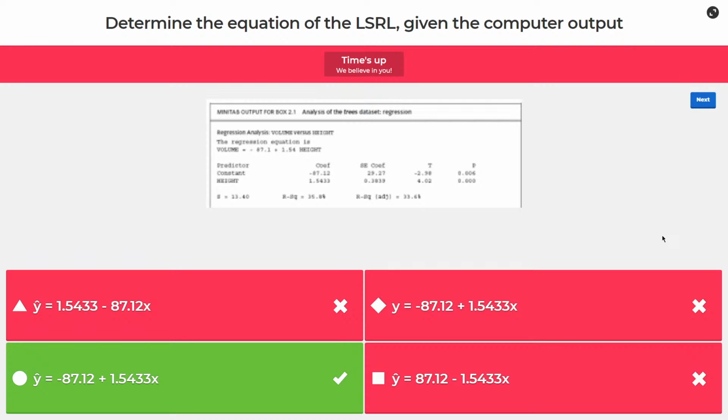Okay, so given this, you see that word right there that says constant? So that means it's not going to change. So that's why the negative 87.12 does not have an x, because it won't change because it's constant, which will leave the variable under the constant, which is the height, to change due to whatever the x value will be, which is 1.5433.